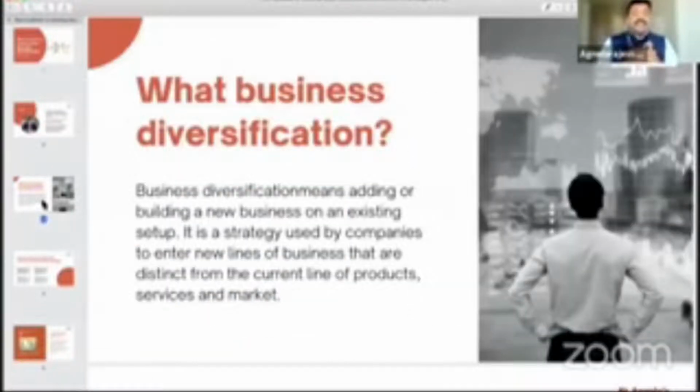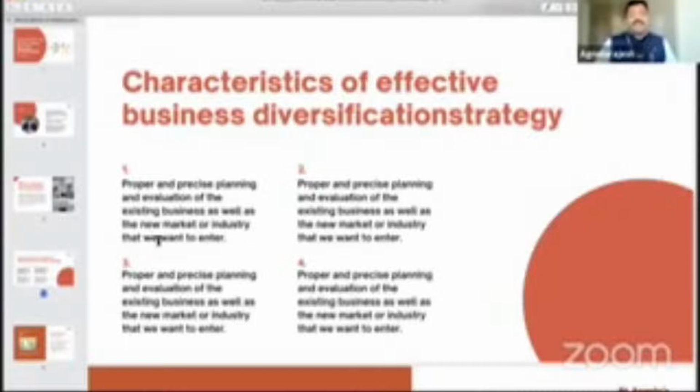So let us discuss what business diversification is. We should not miss the opportunities of business diversification. Business diversification means adding or building a new business on an existing setup. It is a strategy used by companies to enter new lines of business that are distinct from the current line of products, services, and market. It can be backward integration, it can be forward integration, but you need to leverage what you have built as an entrepreneur.